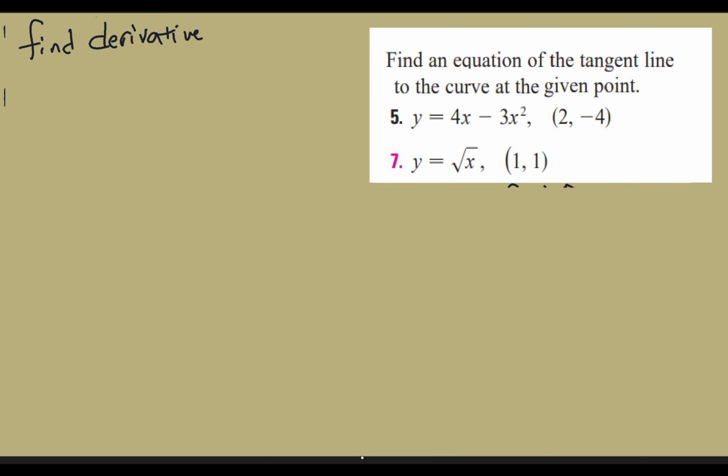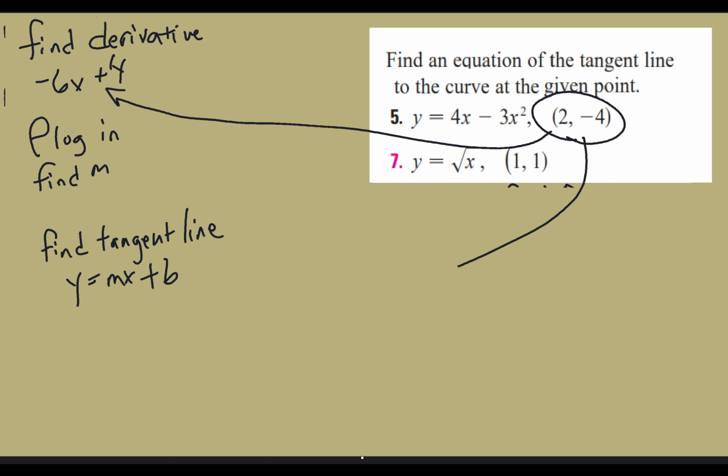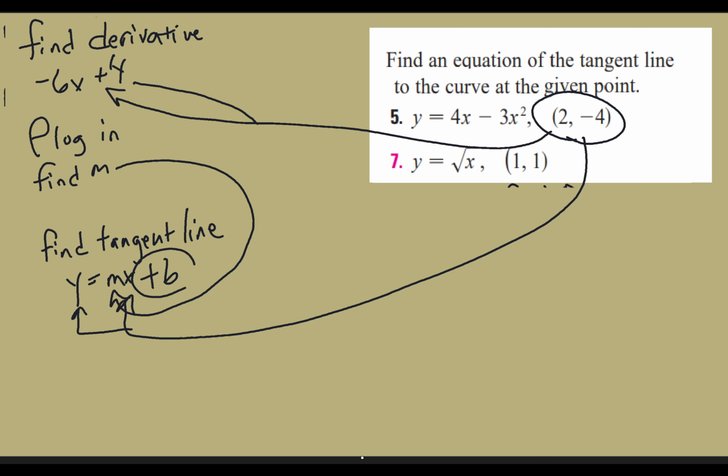Okay, and the next one is to plug it in. So we found the derivative of this, for instance. I believe it was negative 6x plus 4. And then you're going to want to plug in this point into this formula, and you'll find the slope. Okay, when you find the slope, then you find the line. Y equals mx plus b. They will give you x and y, and the derivative, which you find here, is what comes in here. So all you have to do is solve for b.